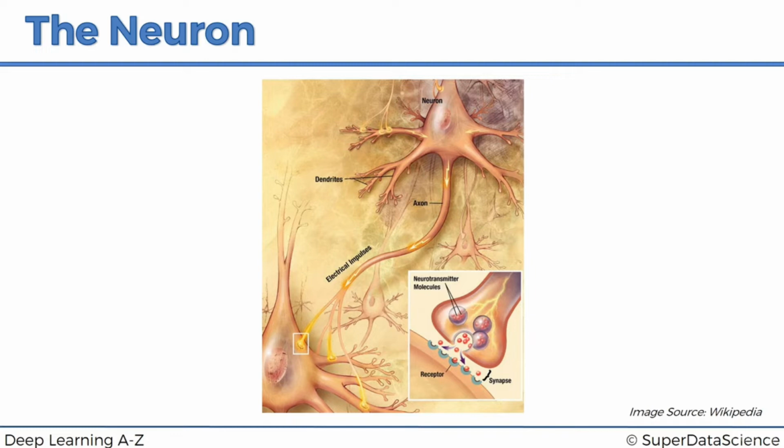And in that small image over there, you can see that the axon doesn't actually touch the dendrite. A lot of machine learning scientists are very adamant about the fact that it doesn't touch.